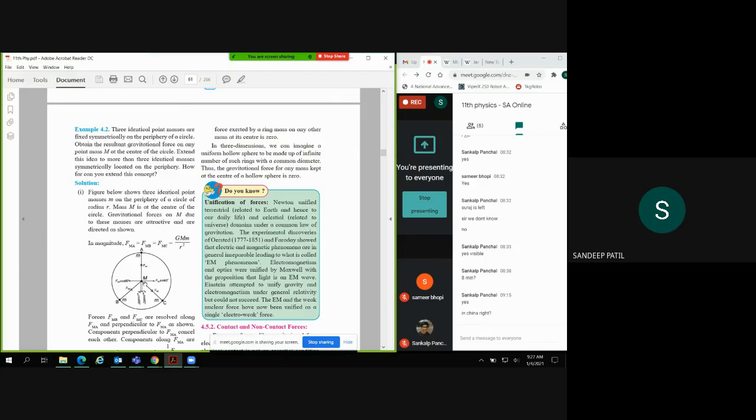My question, I need an answer in the next lecture: suppose it is not at the center, then are there more forces or less forces on any ring? Suppose there is a ring, and instead of keeping it at the center, I keep it somewhere here. What will be the forces? Whether it increases or decreases, whatever the answer, just give me the answer. Next lecture, I will ask you again about that problem.